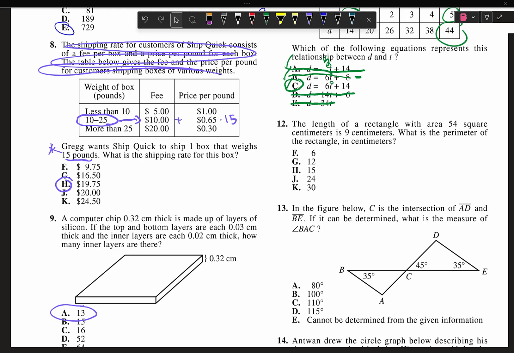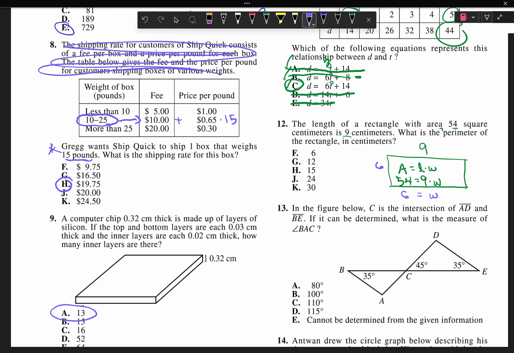All right, number 12. The length of a rectangle with area 54 square centimeters is 9 centimeters. What is the perimeter? All right, so we've got our rectangle. The length is 9. Well, the area formula for a rectangle is length times width. So since the area is 54 and the length is 9, dividing both sides by 9 would give us a width of 6.